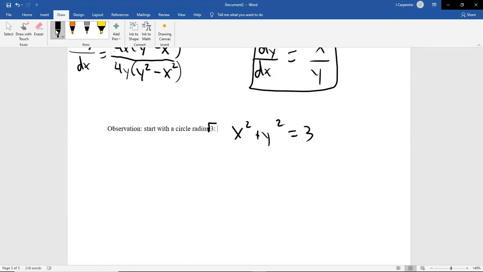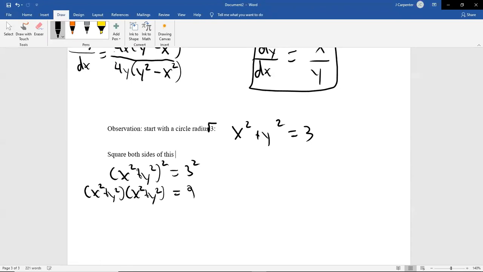Now let's just square both sides of this. So you get x squared plus y squared, squared, equals 3 squared. Well, that's x squared plus y squared times x squared plus y squared equals 9. And then FOIL this out. We're just having fun here. This is not something I'm ever going to ask you to do on homework or a test. This is just us having fun for a minute.